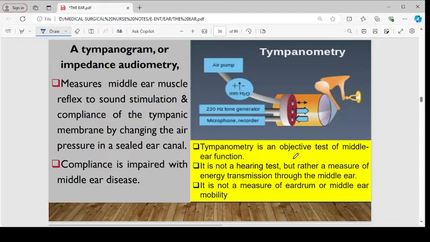What about tympanometry, or the impedance audiometry? This one measures middle ear muscle reflex to sound stimulation and compliance of the tympanic membrane by changing the air pressure in a sealed ear canal. So compliance is impaired with middle ear disease, right?